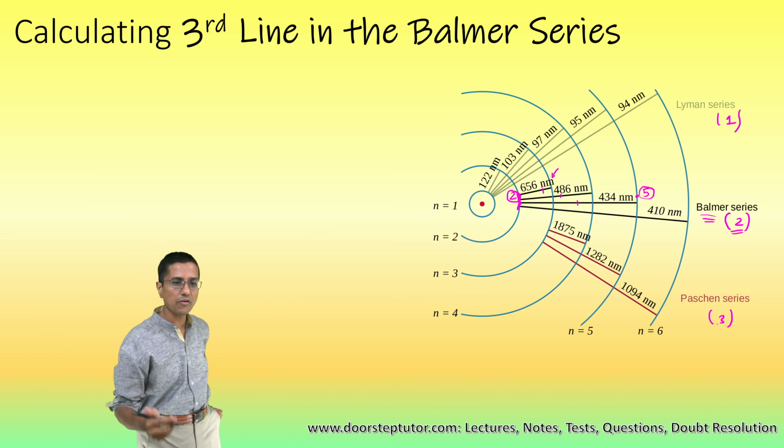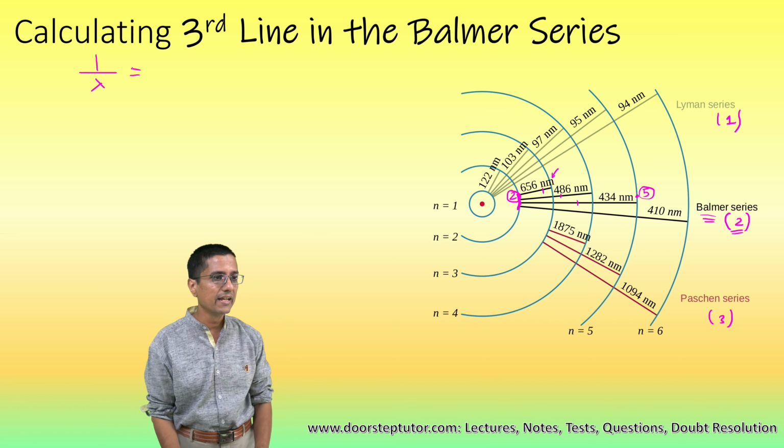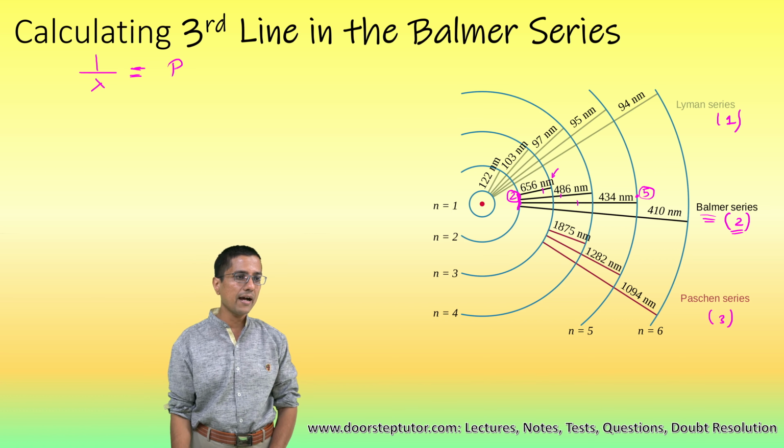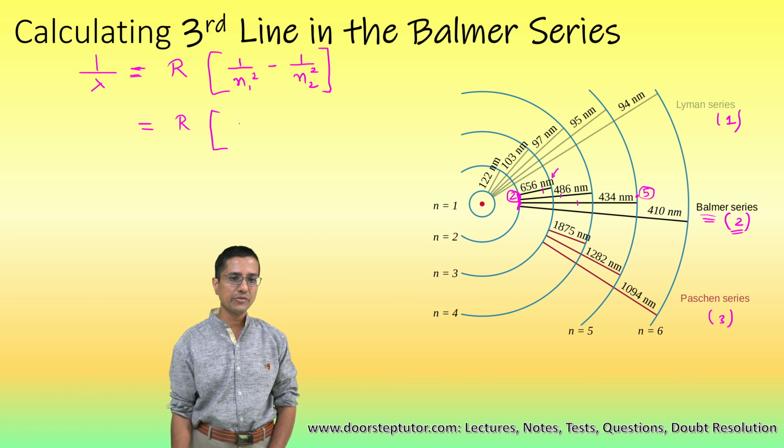From then, we can compute the wavelength using the Rydberg formula. It is 1 by lambda, where lambda is the wavelength, equal to R, the Rydberg constant, into 1 by n1 squared minus 1 by n2 squared. Here our n1 and n2 are given. n1 is the final destination, the resting position. So that would be 1 by 4 minus 1 by 5 squared, which is 25.